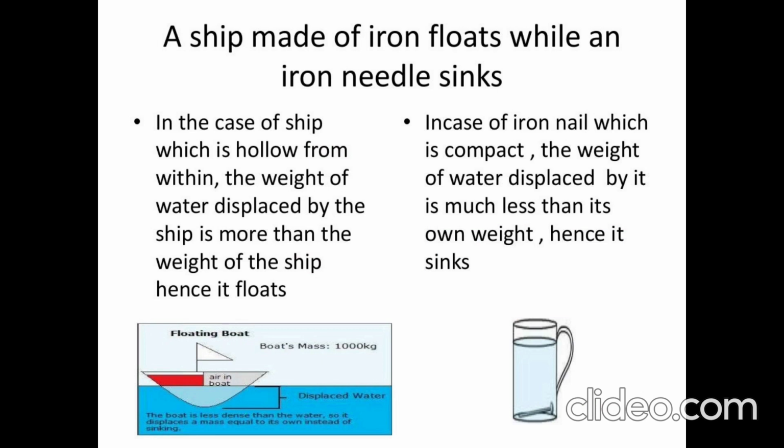A ship made of iron floats while an iron needle sinks. The reason is, in case of the ship, which is hollow from within, the weight of the water displaced by the ship is more than the weight of the ship, hence it floats. And in case of the iron nail, which is compact, the weight of water displaced by it is much less than its own weight, hence it sinks.